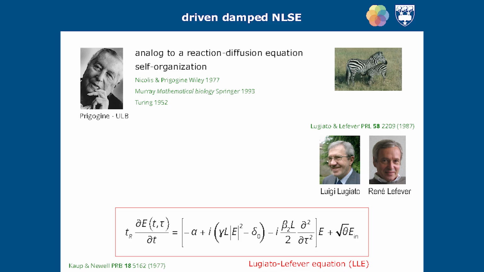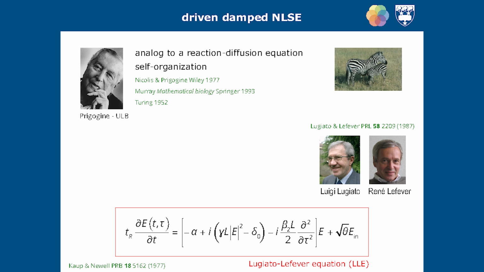Just a few words about the Lugiato-Lefever equation. In case you wonder what they look like, this is Lugiato and Lefever. Lugiato is an Italian physicist. Lefever is a Belgian physicist, happened to be from Belgium. He was from the university where I did my PhD, so I actually met both.